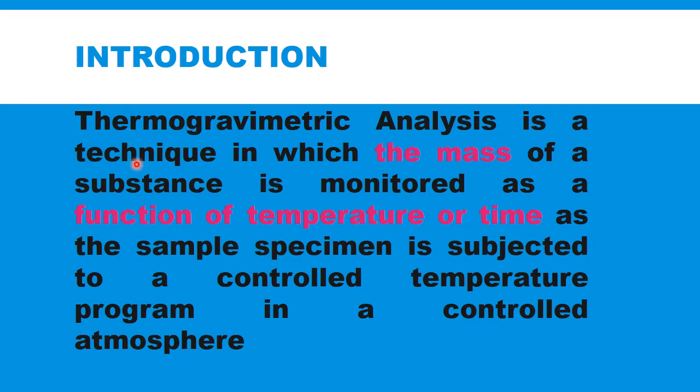Thermogravimetric analysis is a technique in which the mass of a substance is monitored as a function of temperature or time, as the sample specimen is subjected to a controlled temperature program in a controlled atmosphere. So this is basically a change of mass against temperature study.